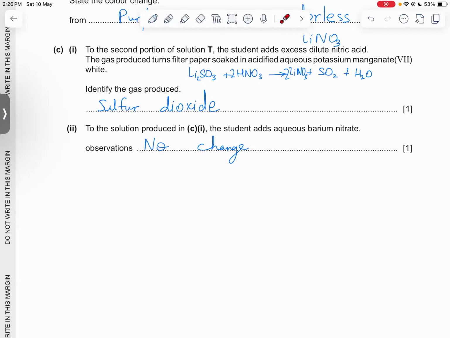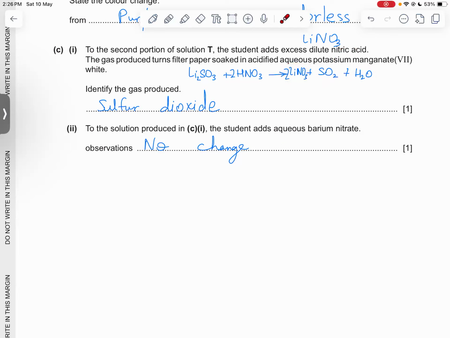You put 2 here and 2 here, right? This should be your equation. Now, water is water, sulfur dioxide is the gas that left you, and lithium nitrate is the salt that is present, right? Now, in a solution of lithium nitrate, you're adding barium nitrate.